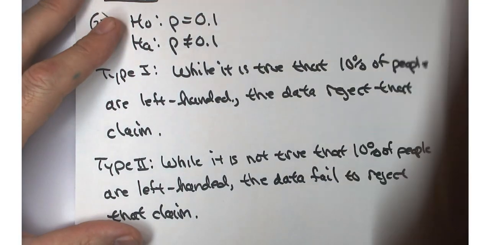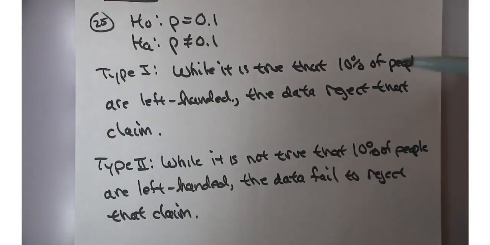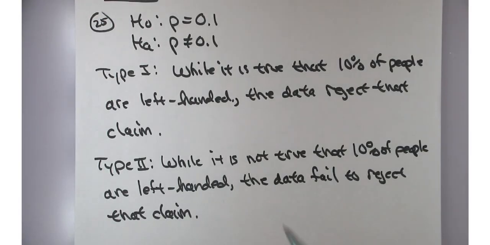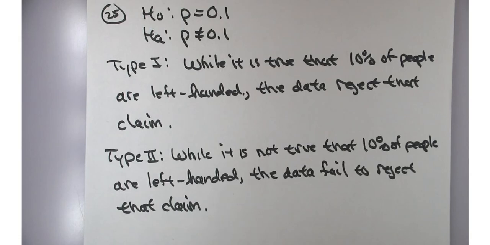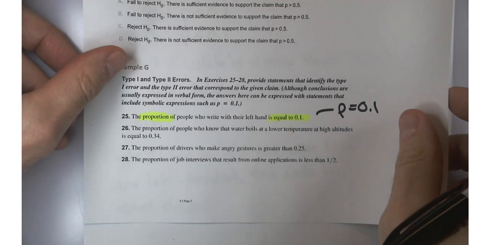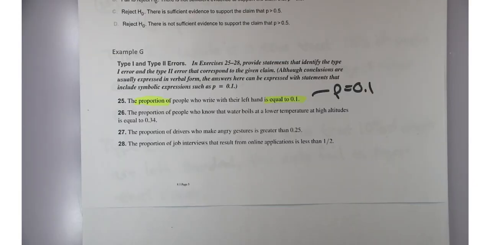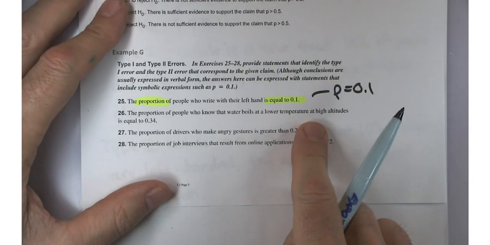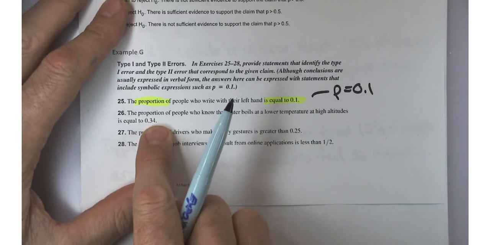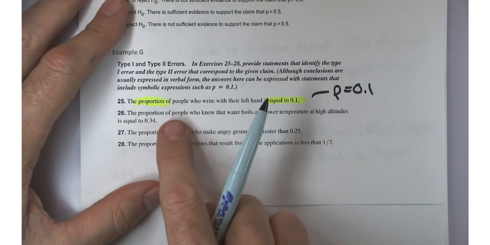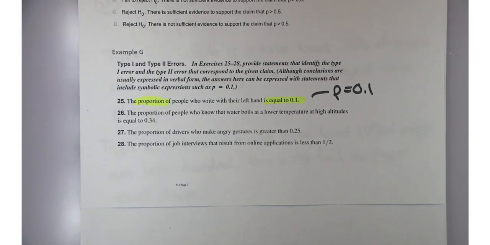Let's try one more. Comments on this? Does anyone want to try their version? I think at this point you're probably just copying down what I wrote, but I want to give you a chance to do your own in the next one. So we're sticking with proportions in this. The proportion of people who know that water boils at a lower temperature at high altitudes is 0.34. I think that sounds kind of low. I think more people know that, but whatever.